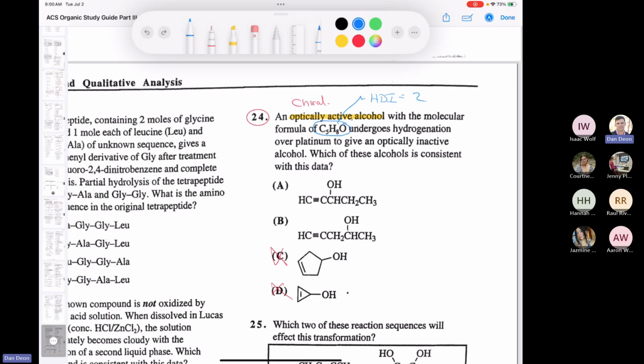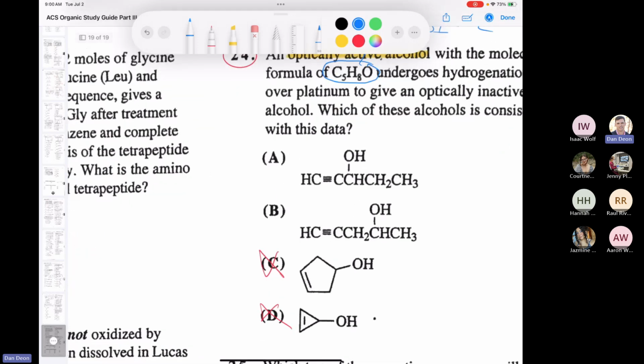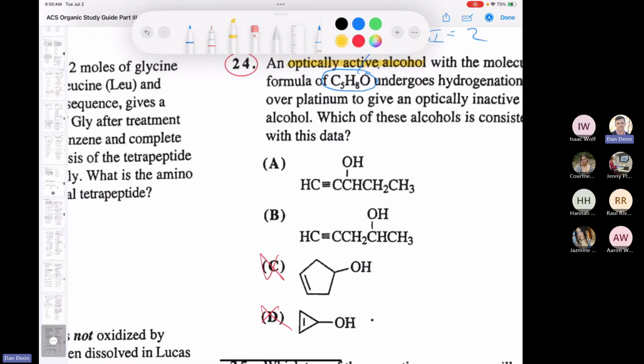But anyhow, it says if you do a hydrogenation over platinum, that means it's going to reduce it completely, and you end up with something that is achiral. I didn't go over this with you, but I'm pretty sure you could figure out that this carbon is chiral and this carbon is chiral. So both of those carbons are some kind of stereocenter.